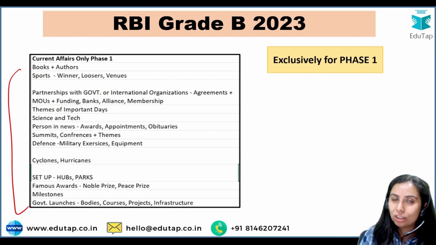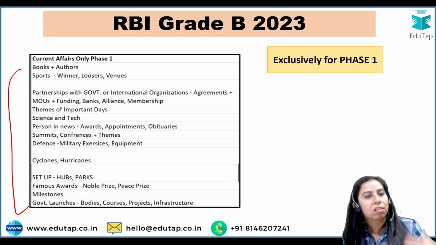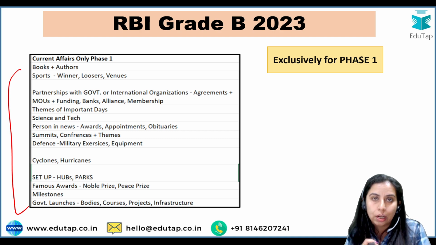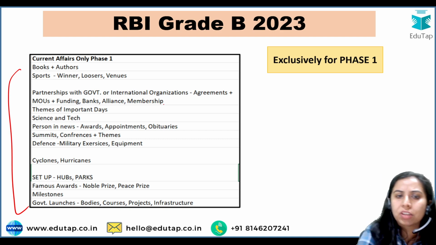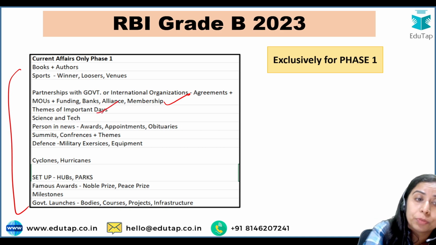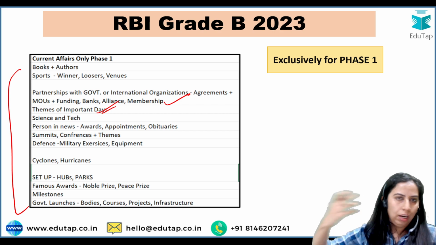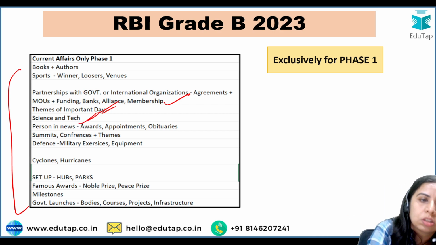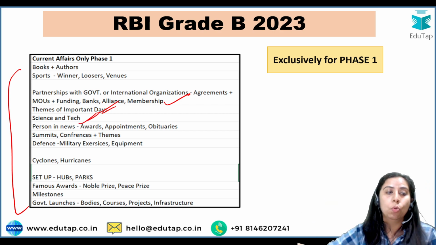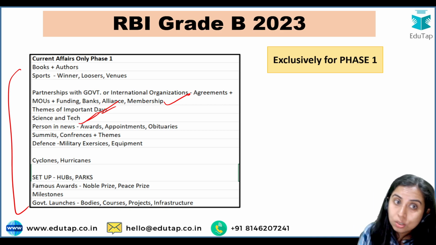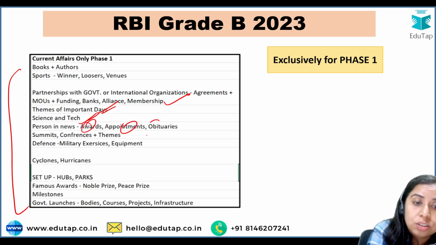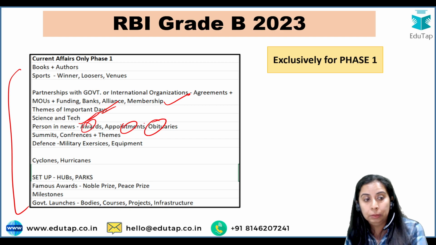So books and authors, sports events, their winners, losers, what was the location, partnership of the government, this we have discussed, again will come here. Theme of the days that were celebrated, National Youth Day, Girl Child Day, ऐसे their theme. Science and tech in news, something has been done by DRDO, ISRO, etc. Persons when in news, awards, appointments, obituaries of the important people.